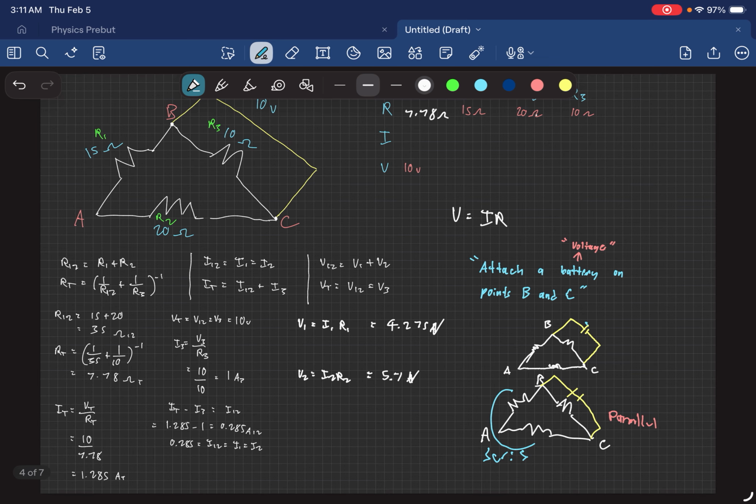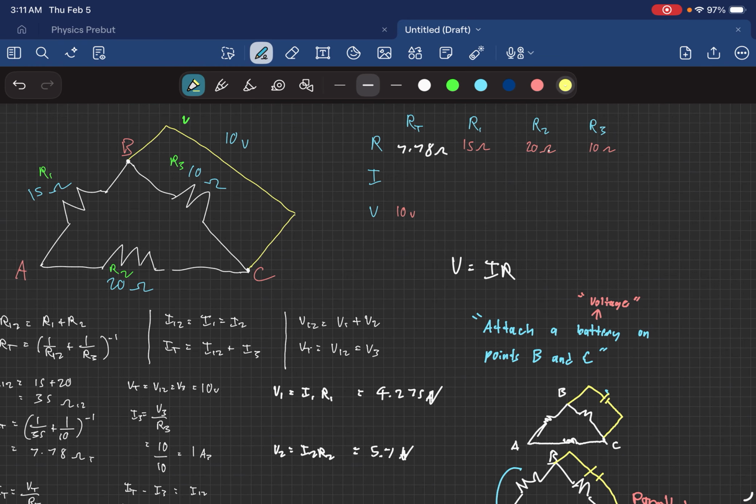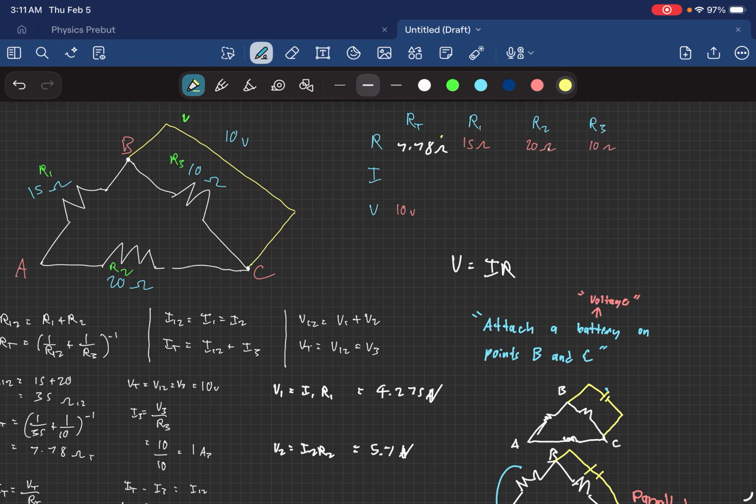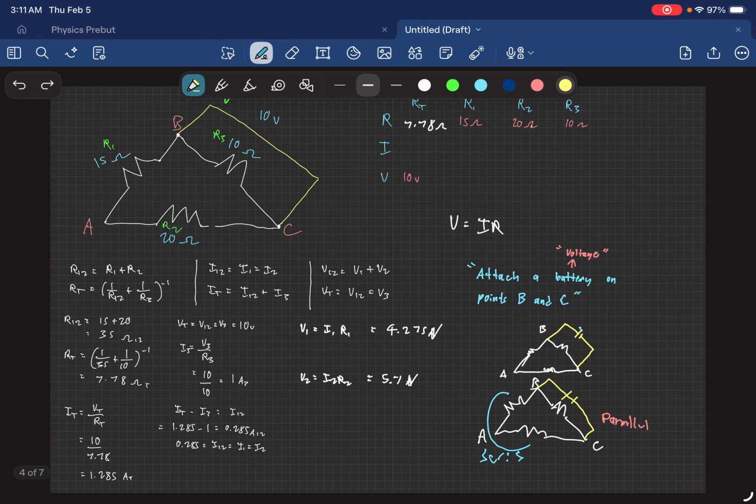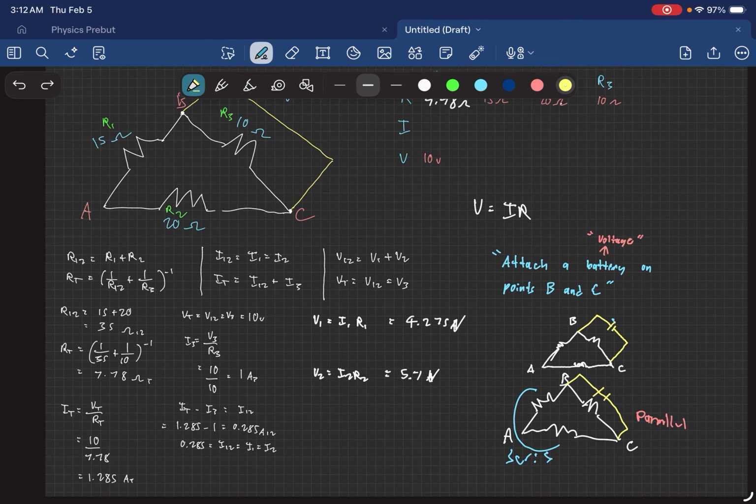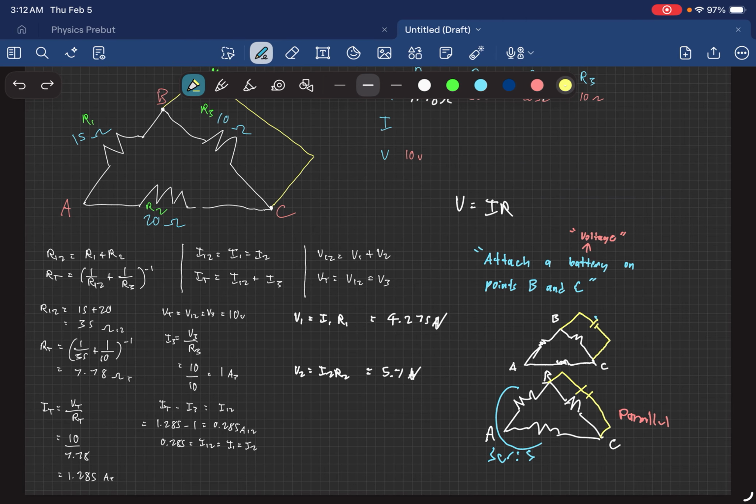Then, as you can see here, a tip with the structuring of the table. If you already have two values, you can get the third one. So we have our V total and our R total. We can follow the formula V equals IR to get our I total. So that is 10 over 7.78, equal to 1.285 amperes.